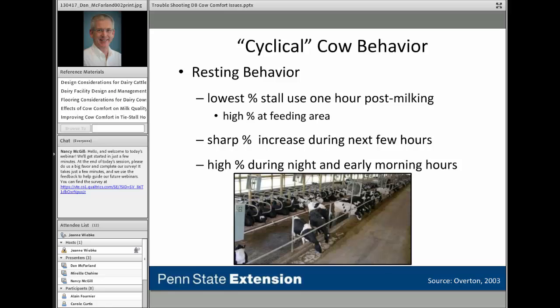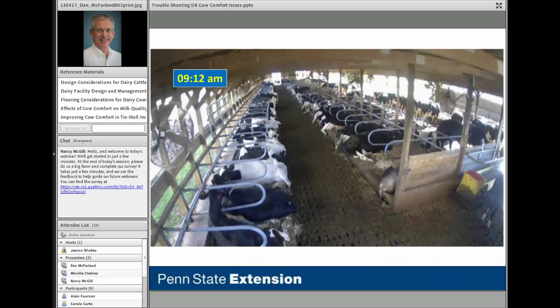There's also a very high percentage during the night and early morning hours of cows resting in the stalls. Now, this picture was taken about 9 o'clock in the morning, and if the only time you went into the barn and looked at that, you would say that stall use is very good. Other than some stall position problems there, the stalls are occupied. But in truth, this is very shortly after the cows were allowed access to the majority of the stalls after they had been through the milking center.